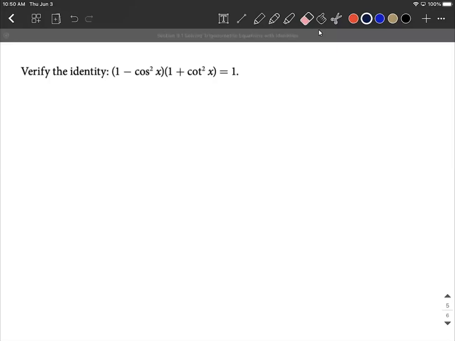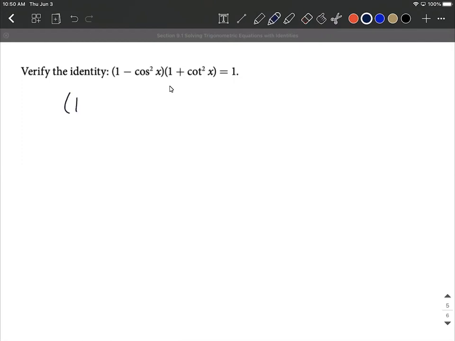Let's see if we can verify this trigonometric identity. On the left-hand side, this looks more complicated than the right-hand side, so I'm going to start with the left-hand side to begin with. And I tend to replace everything with sines and cosines whenever possible. It's kind of a good starting place for me.